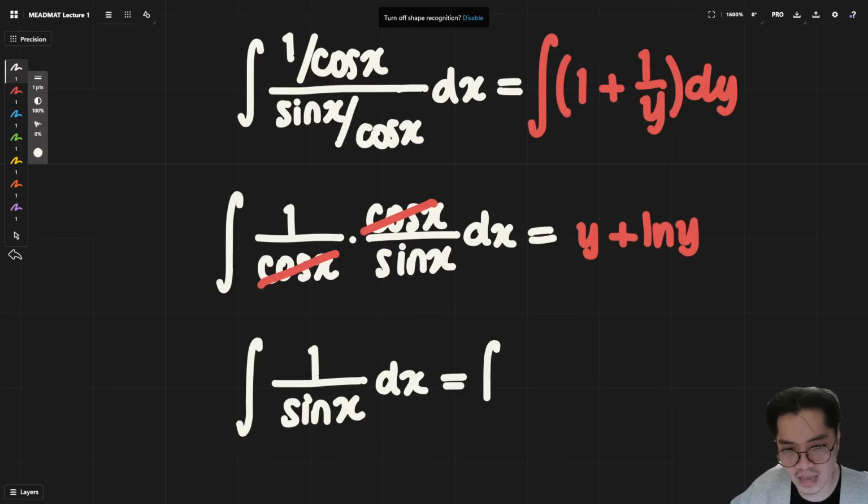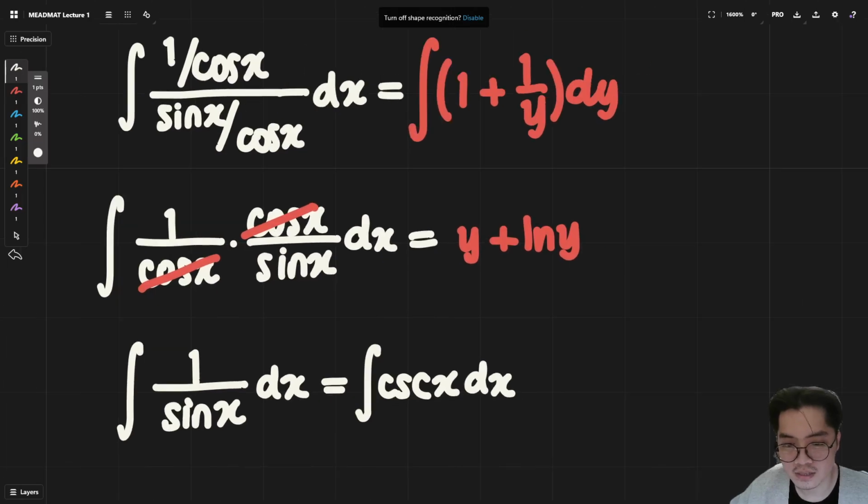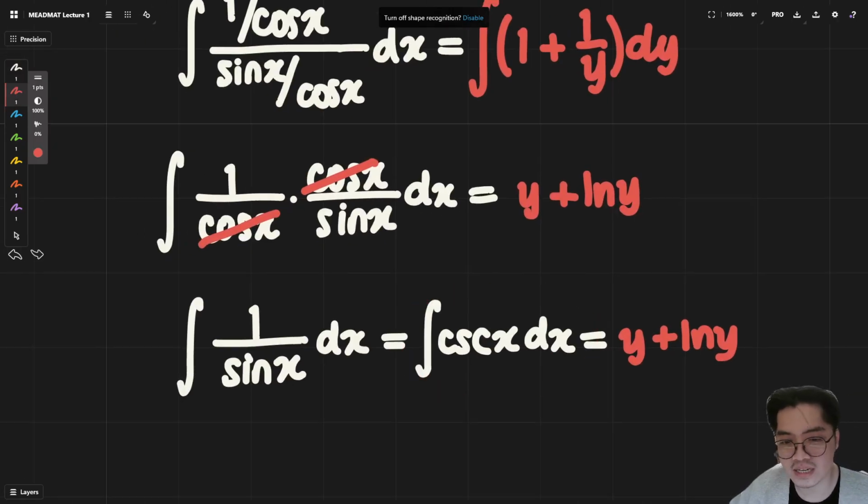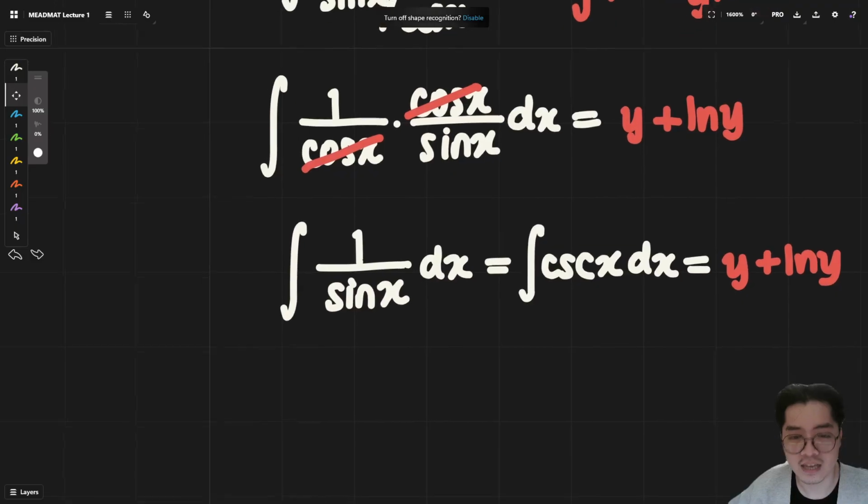This is the same thing as your cosecant x dx is equal to y plus ln y. For the people here who remember the integral of cosecant x dx, congratulations. Good thing you still remember that. However, if you don't remember that, here it is.